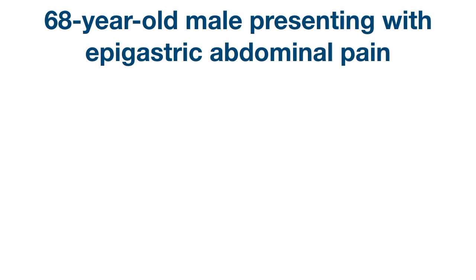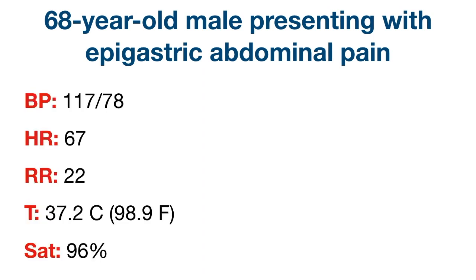The initial triage information you have on the patient is they're a 68-year-old male presenting with epigastric abdominal pain. Their vital signs on arrival are a blood pressure of 117/78, a heart rate of 67, a respiratory rate of 22, a temperature of 37.2 Celsius or 98.9 Fahrenheit, and an O2 saturation of 96%.